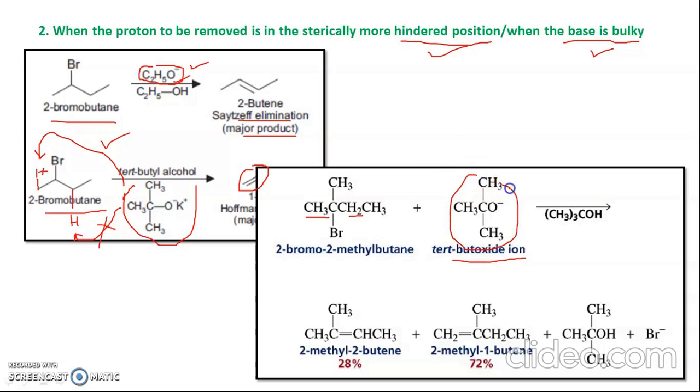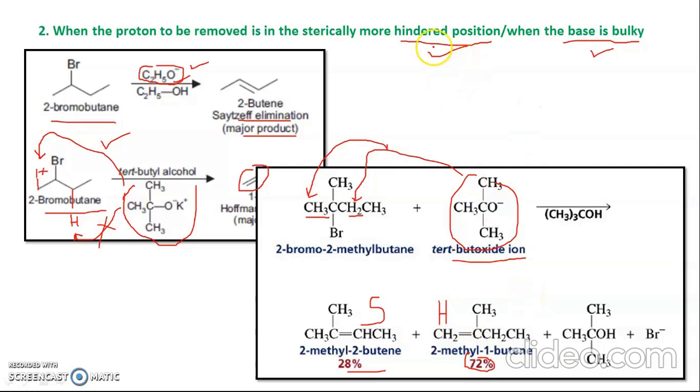The bulky base's approach towards this hydrogen is difficult, but the approach will be easier towards this hydrogen. Fine. So not only is the base bulky, the substrate is also bulky, that is another reason. So finally we are getting this more substituted alkene, which is Saytzeff, as 28%, but the Hofmann product, the terminal alkene, that is the less substituted alkene, we are getting as the major, that is 72%. Okay. So this is the second condition.